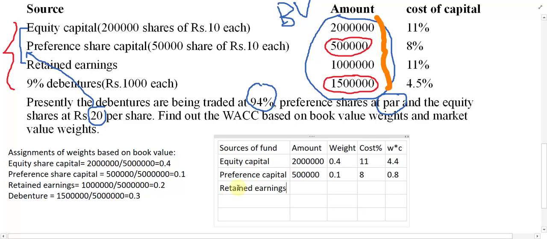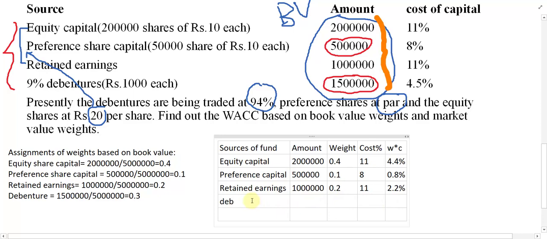Next one, find out cost of retained earning. Retained earning was an amount of 1 million. The weight was 0.2. The cost is 11 percent. If you multiply these two, you get 2.2. Of course, these are percentages. Why? Because one is a percentage and the next one is a weight. If you multiply directly, you get a percentage.